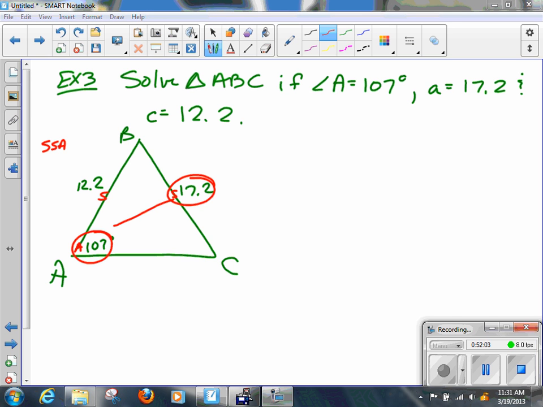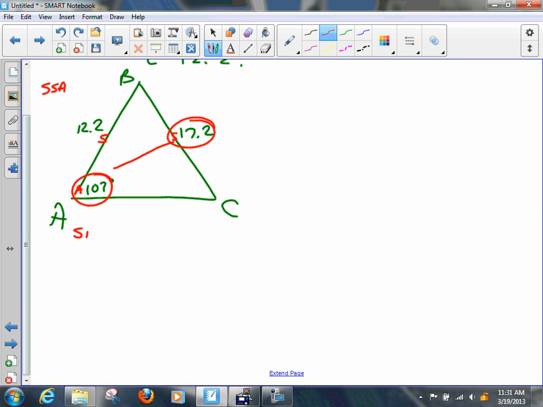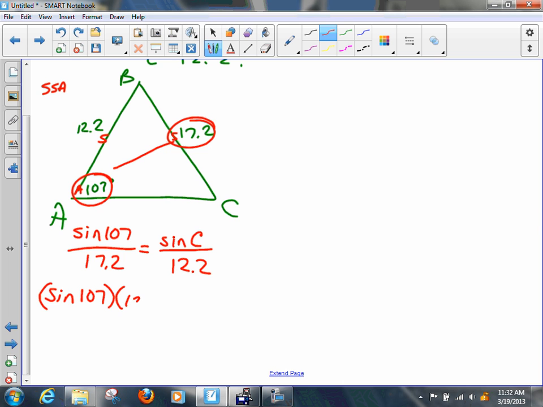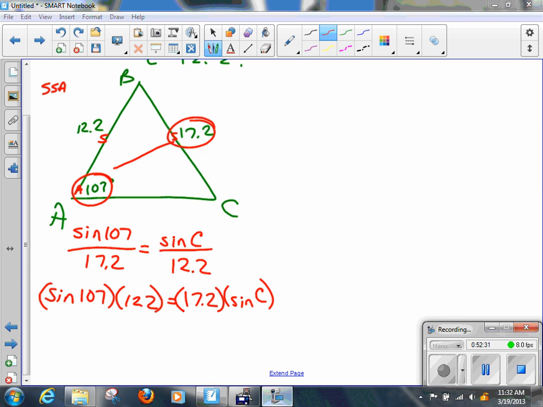Okay, same process all over again, so here we go. Sine of 107 over 17.2. And what are we kind of being forced into solving for? Angle C. So it's going to be sine of C over who? Right on. And then let's do the math. Sine of 107 times 12.2 equal to 17.2 times sine of C.